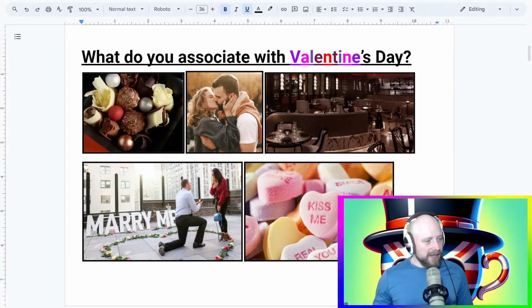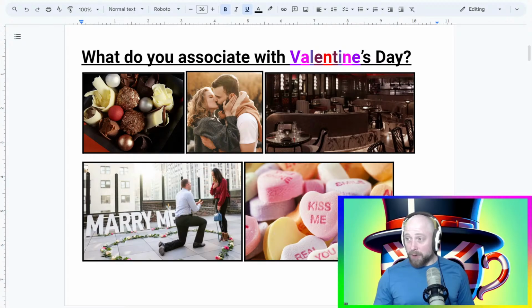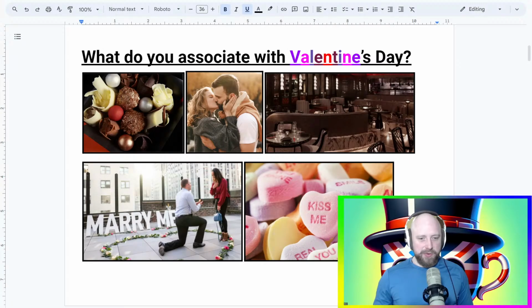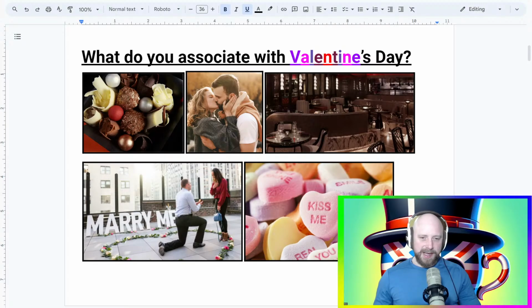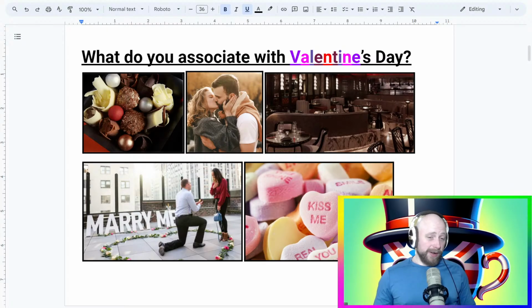So we have chocolates, we've got a nice restaurant, maybe have a date, maybe pop the question. Anything else before we move on? Red hearts all around. Yeah, lots of red, lots of hearts, lots of romantic things. A Valentine's Day card. That's right, Manuel. A love letter. Oh, yes. A candlelit dinner at the restaurant. Or even, Julia, a candlelit dinner at home.